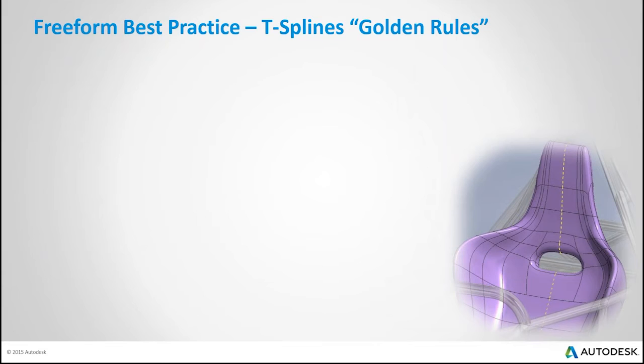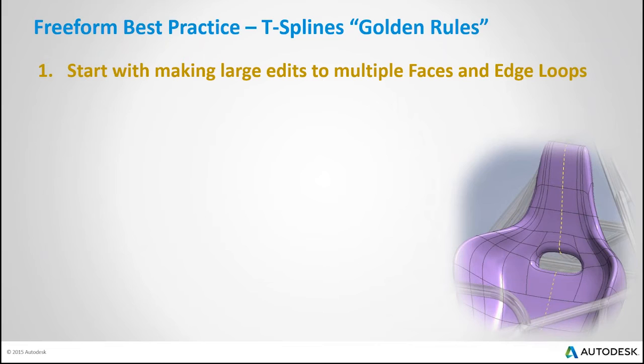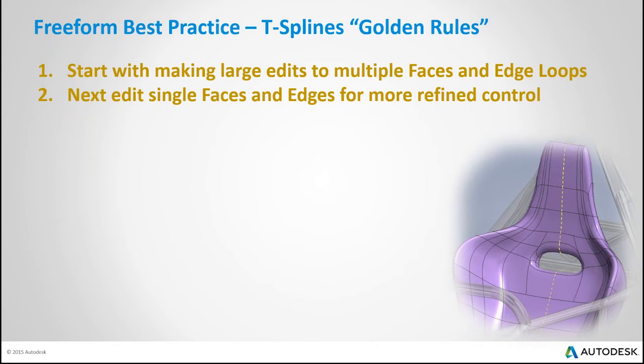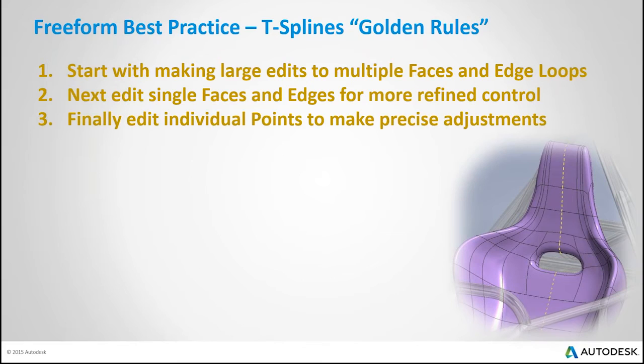So, as I mentioned before, there are some golden rules to follow though. Start by making large edits to multiple faces and edge loops. Next, edit single faces and edges for more refined control. So you're starting big and then slowly making little changes. Finally, edit individual points to make precise adjustments. So you're starting with the bigger picture and working down to make the small changes that you need.